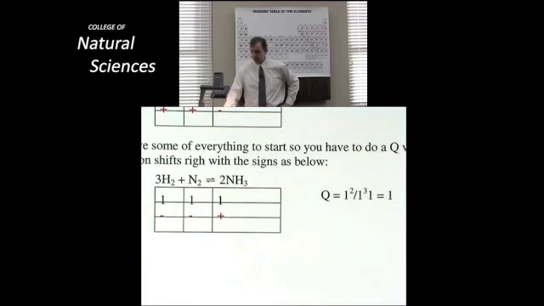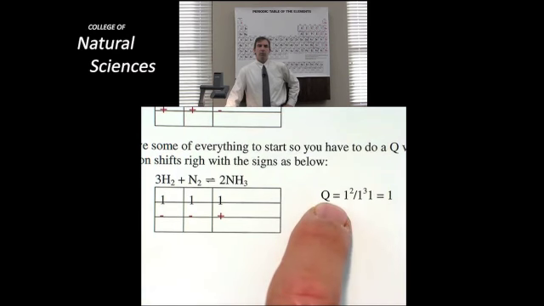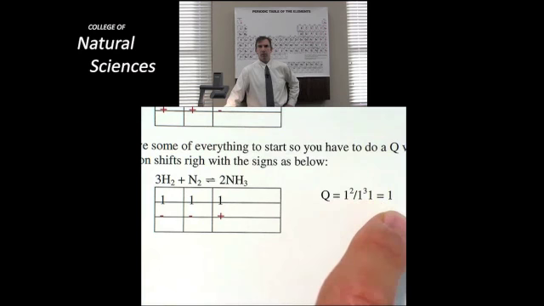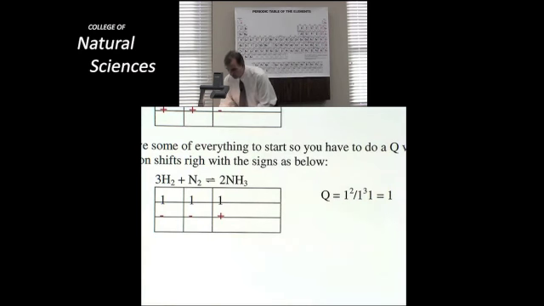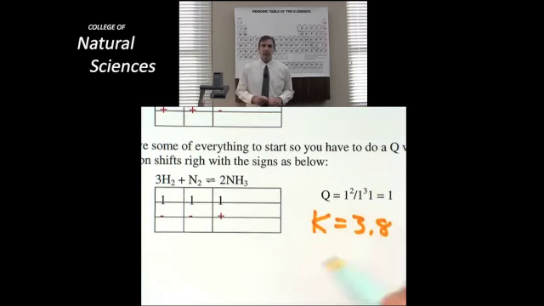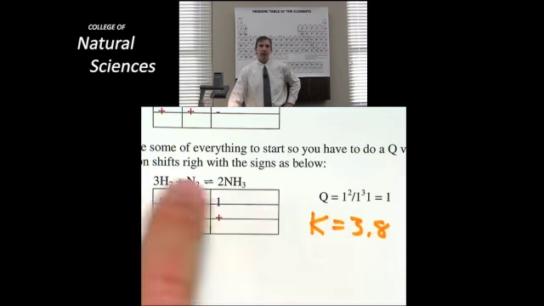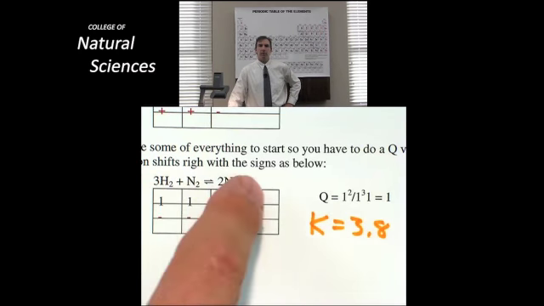Well, Q, because I've so cleverly made everything equal to 1, is some pretty simple math. It's going to be Q equals 1 squared divided by 1 cubed times 1, which is equal to 1. So Q is equal to 1. And if you remember, K is equal to 3.8. So in this particular case, Q is less than K. 1 is less than 3.8, which means that this reaction has to shift to the right so that Q can become more and more like K.